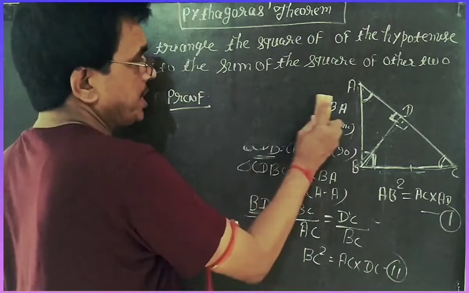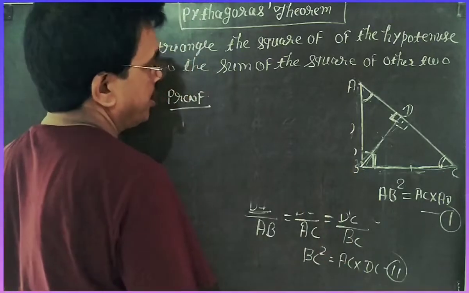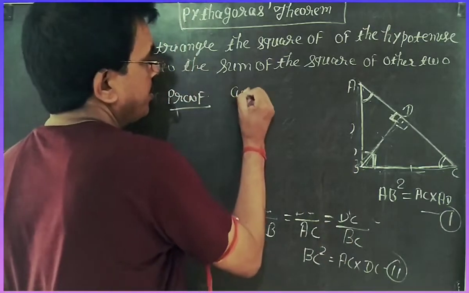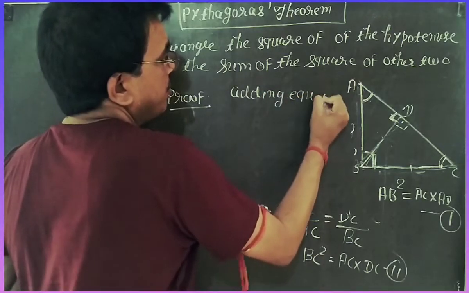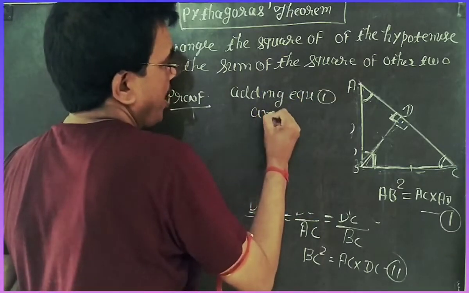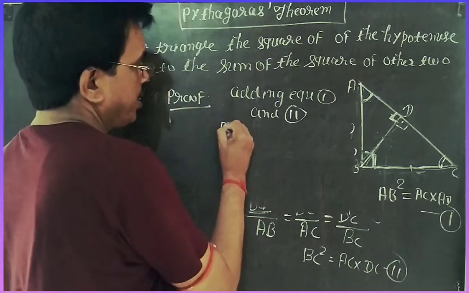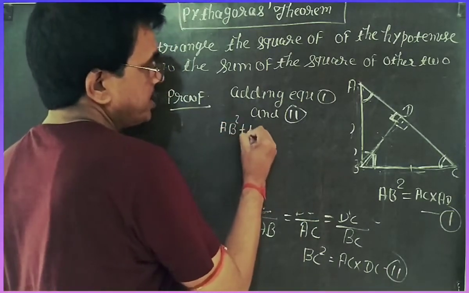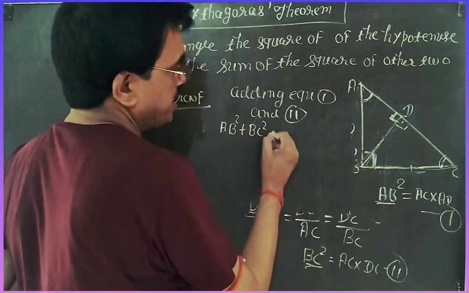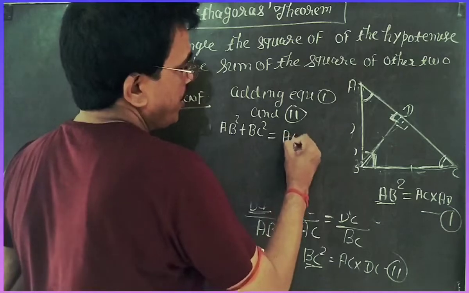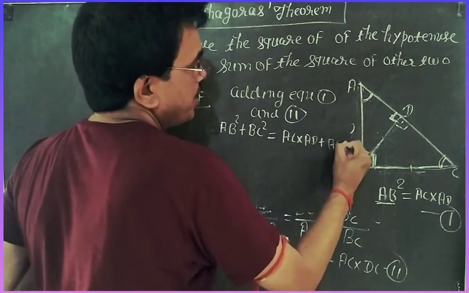Now adding first and second, what you get? You write here adding equation first and second. What you get? You write AB square plus BC square. It is LHS. AB square plus BC square is equal to AC into AD plus AC into DC.